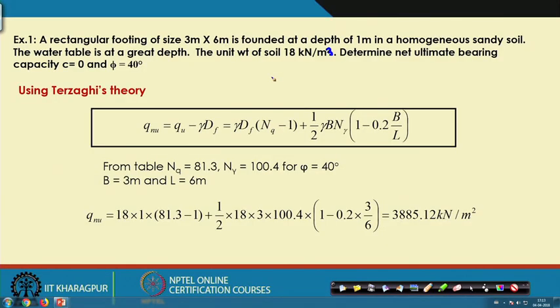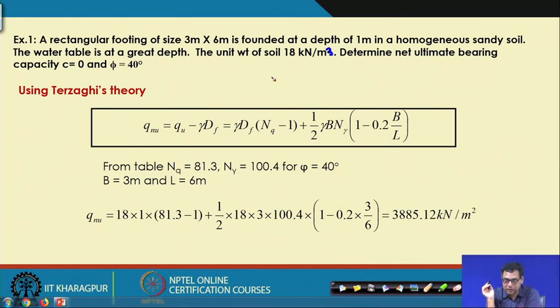If the water table depth from the base of the footing is greater than the width of the footing, then we do not consider the water table effect. That means water does not have any effect. That is why, for the unit weight of the soil, we are taking a uniform value, because it is a homogeneous soil.